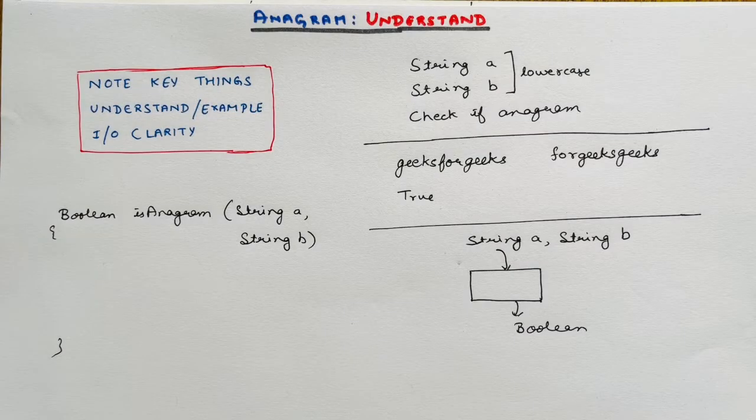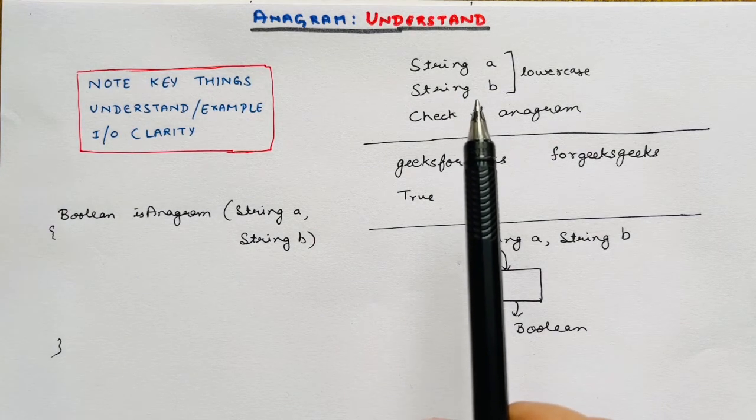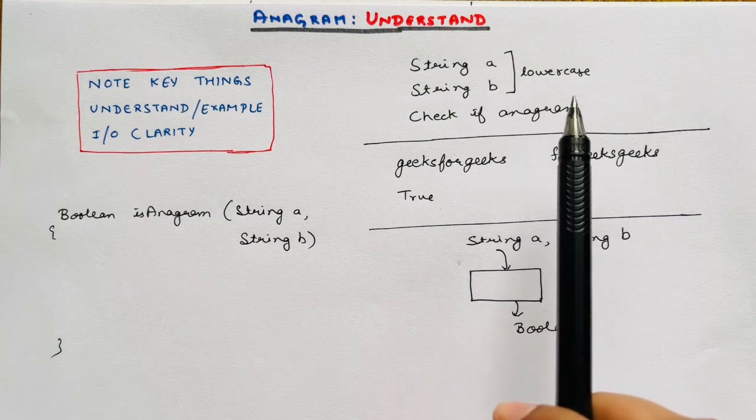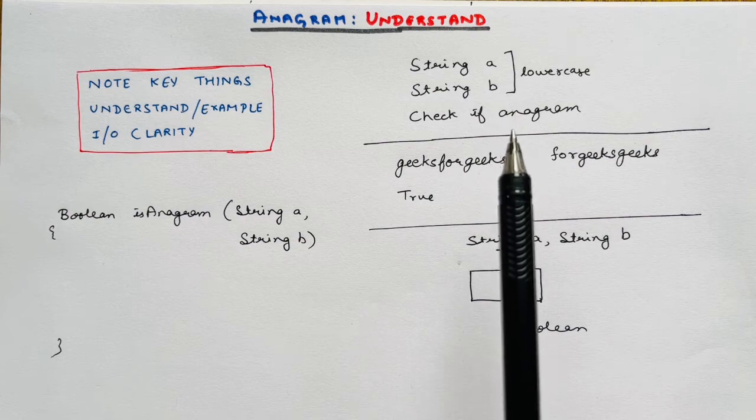Let's start. To begin with, let us first note down the key things given in the question. We are given a string A, a string B, and both these strings are in lowercase letters. We need to check if these two are anagrams of each other.